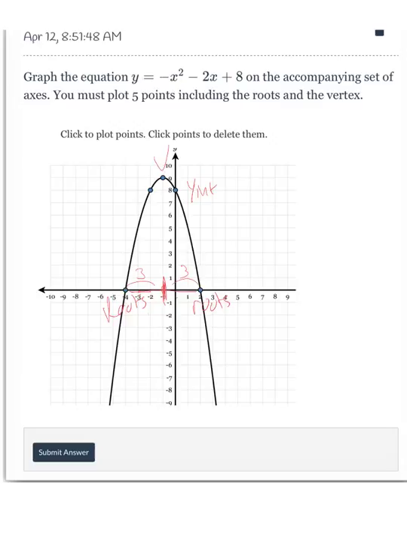And then once you know that your x is negative 1, then you could just plug that back in and find your y value. All right, hope this helps.